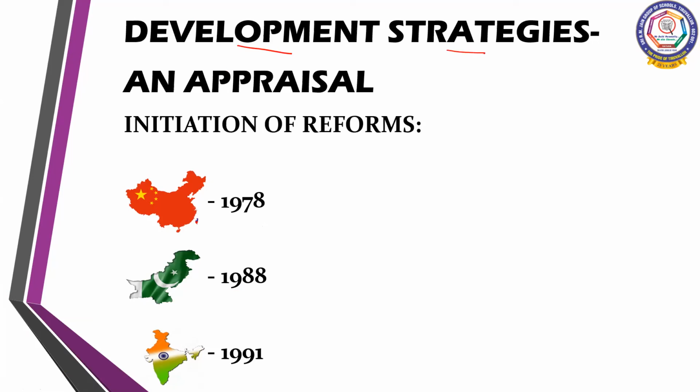Development strategies and appraisal. India, China, and Pakistan had many similarities with respect to development strategies like planning and economic reforms. Reforms were initiated in China in 1978, in Pakistan in 1988, and in India in 1991. China had no compulsion to introduce the reforms as dictated by the World Bank and IMF, whereas India was forced by the World Bank and IMF to initiate reforms to set right its BOP crisis.